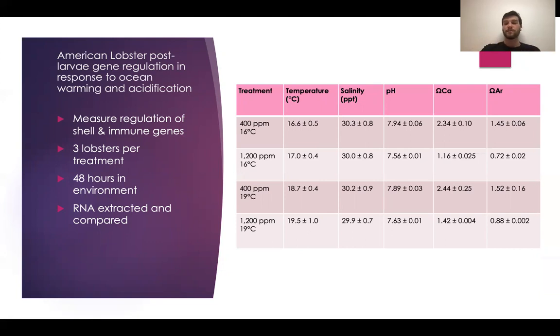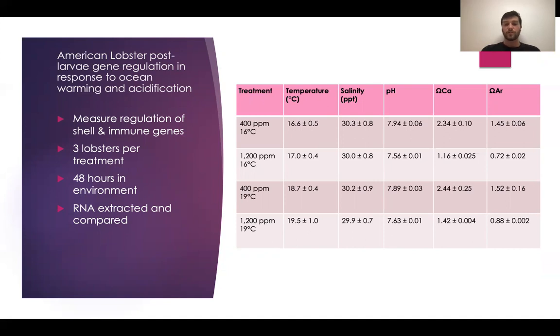This first one here you can see in the graph, the top row: 400 parts per million of CO2 at 16 degrees Celsius is their natural environment. This is kind of a control, that top row. They have the temperature, salinity of the water, the pH of the water, the calcium, and the aragonite. This is kind of like acidity and different molecules in the water that are affected by acidity.